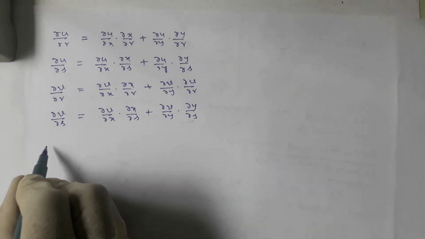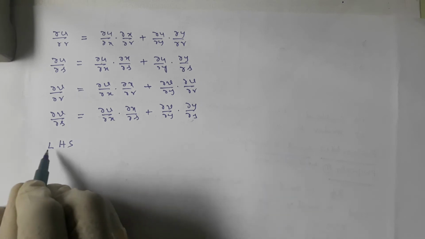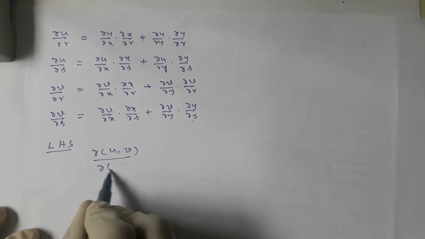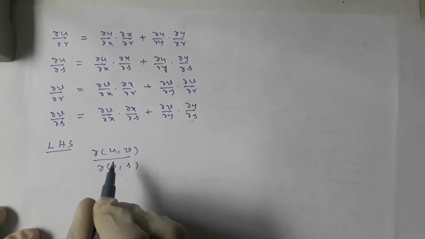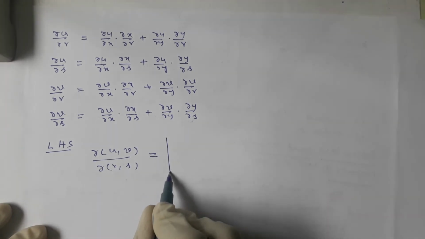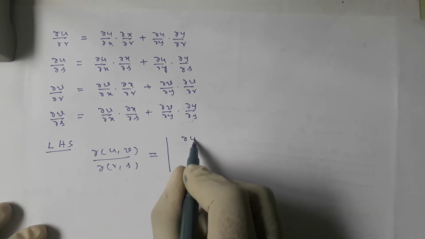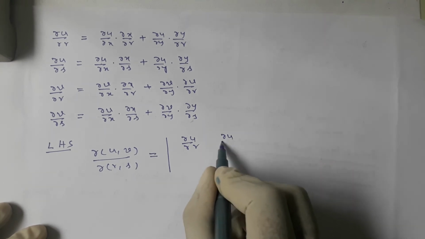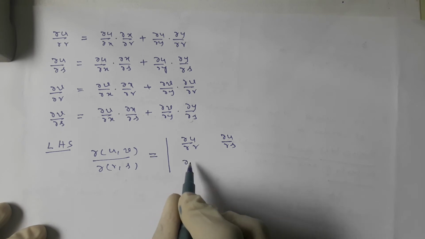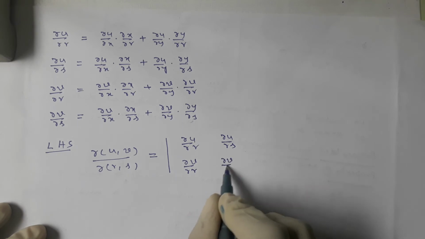Next, the LHS in this property. ∂(u,v)/∂(r,s) is equal to, so what is the determinant? In the first row, the u function is differentiated with respect to r and s: ∂u/∂r, ∂u/∂s. Similarly, in the second row the v function: ∂v/∂r, ∂v/∂s.